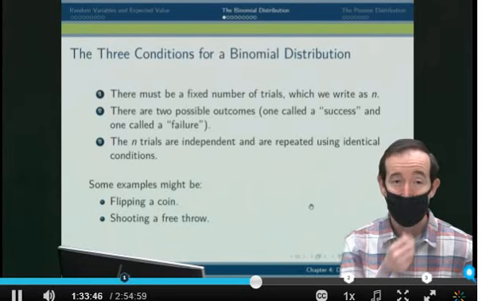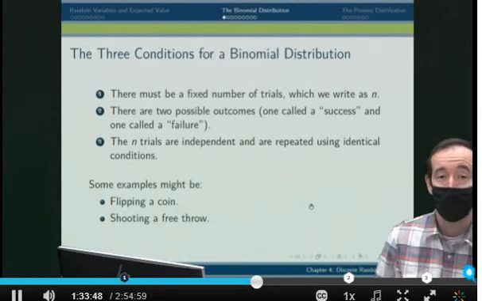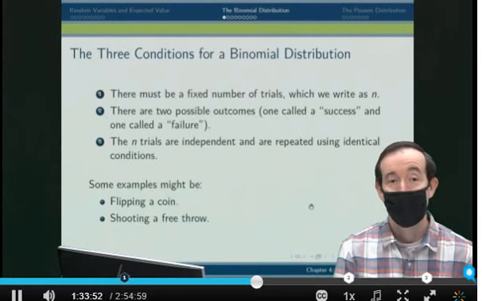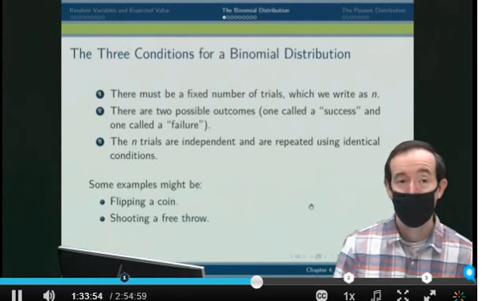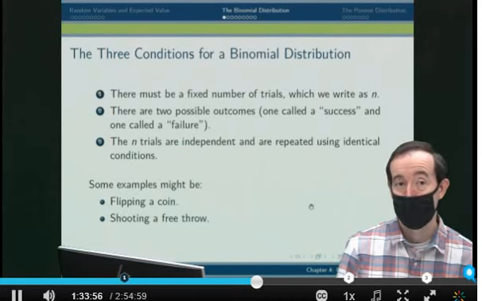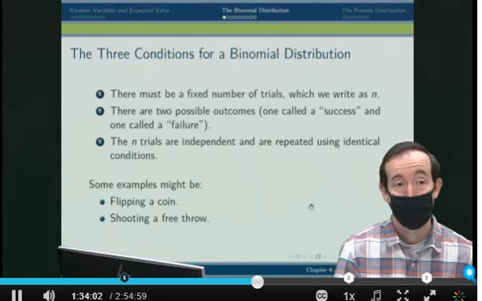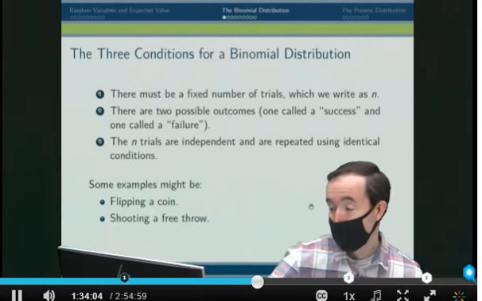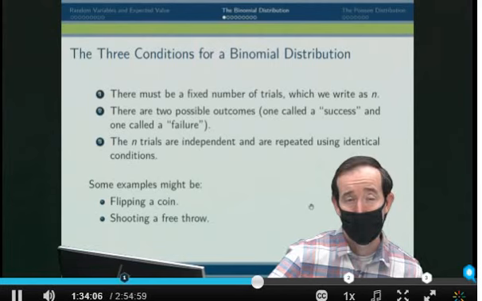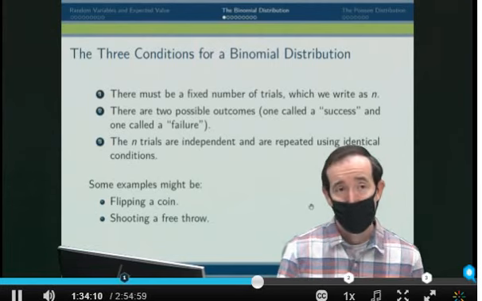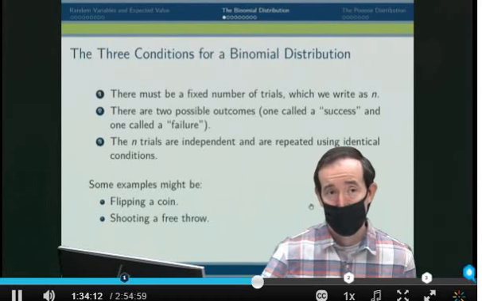Another example, shooting a free throw. So inadvertently, we saw an example of that in the sample exam. We could actually represent that using a binomial distribution, and it would make our work a little easier. In fact, it would make it easier to consider higher numbers of free throws, which in fact we'll do in just a few minutes. Okay, so that's the binomial distribution. Two possible outcomes, a fixed number of trials, and each trial is independent of the others.